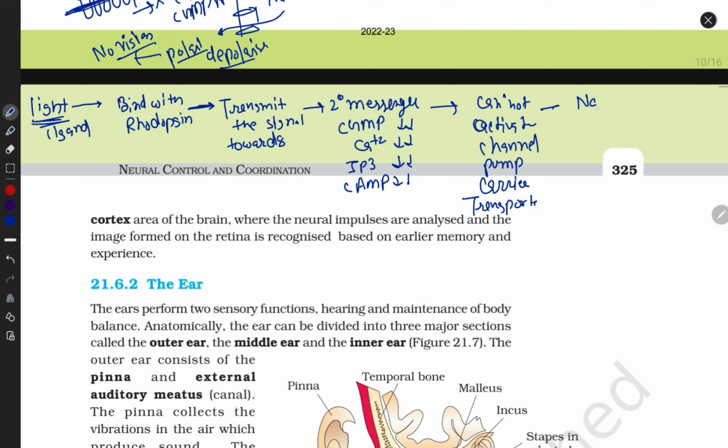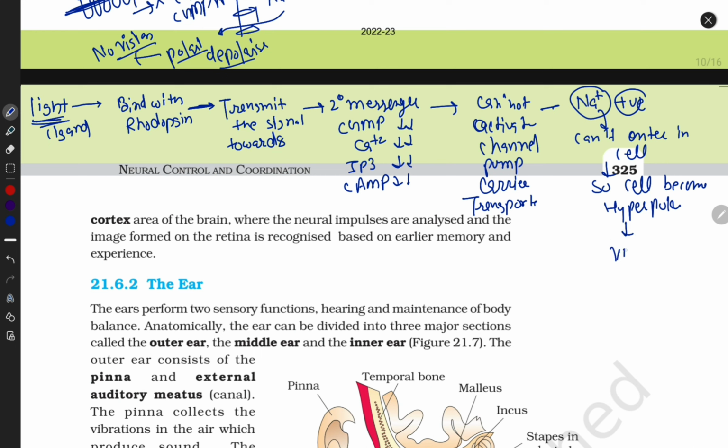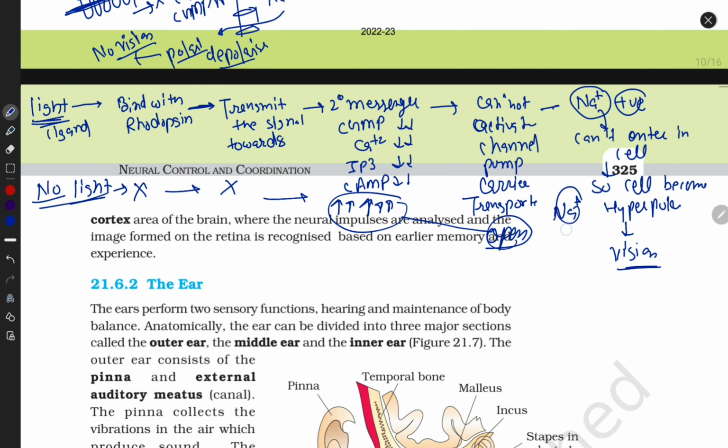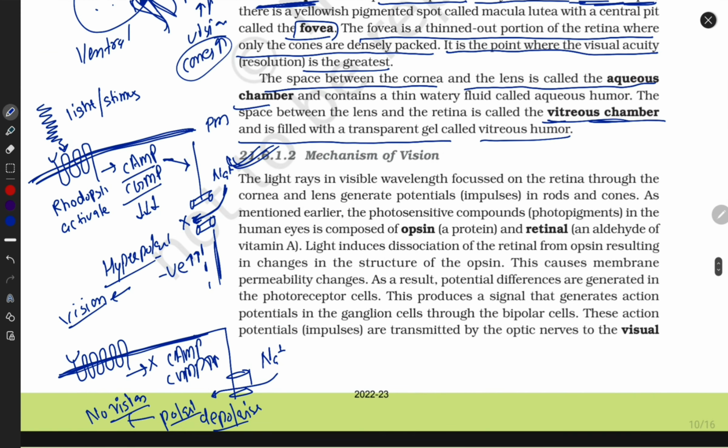So sodium ions, positively charged ions, can't enter the cell. So the cell becomes hyperpolarized and we easily see vision. But if there is no light, so no binding, no transmission, secondary messengers are high in number, they open channels and sodium ions enter, and the cell membrane becomes depolarized and vision is not formed. This is all about the mechanism of vision, guys.